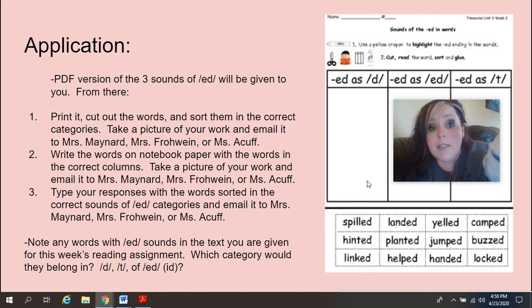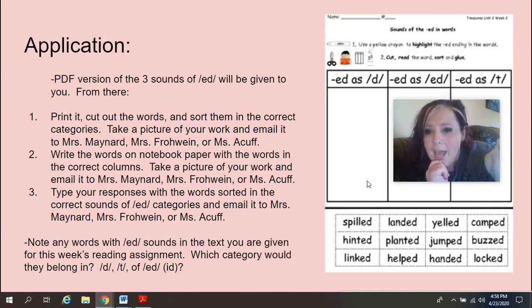Or you can type your responses with the words sorted in the correct sounds of ED categories, and then email it again. And if you have time, if there is a book you're reading, I want you to look for ED words and I want you to categorize them. Do they make the d sound? Do they make the t sound? Or do they make the id sound?